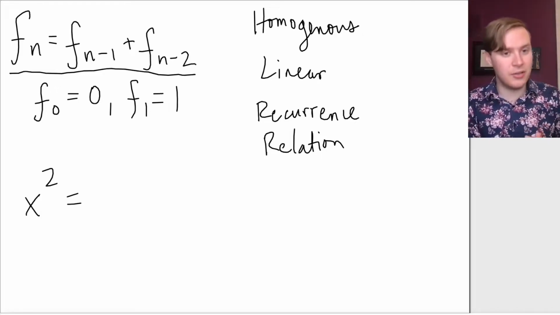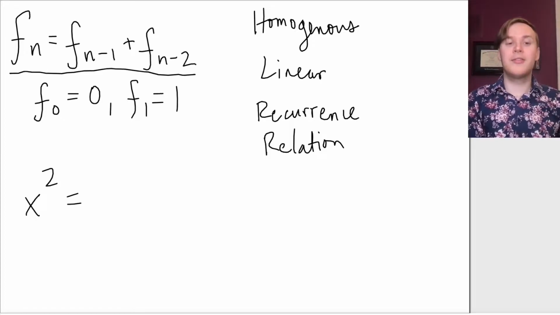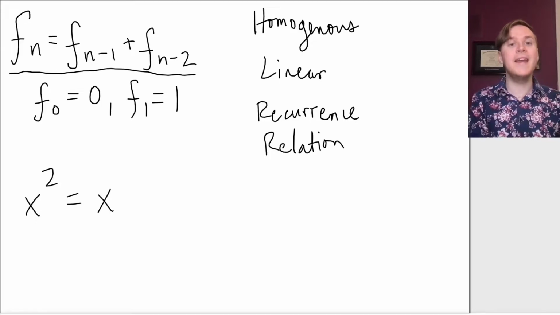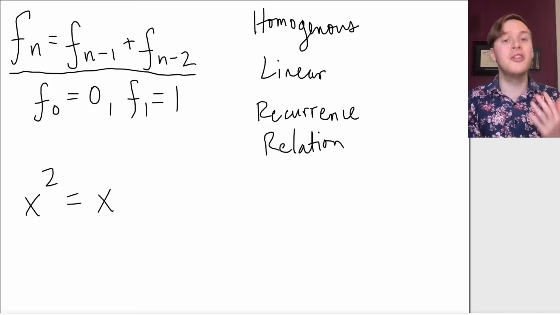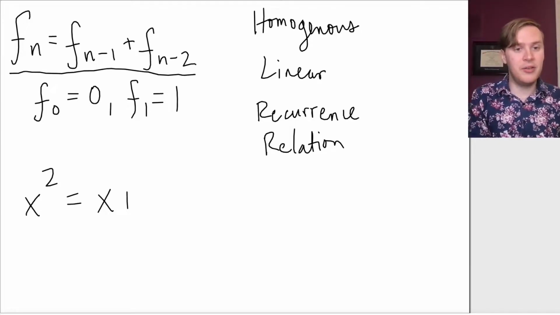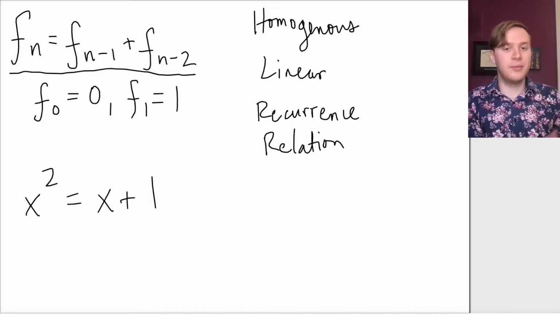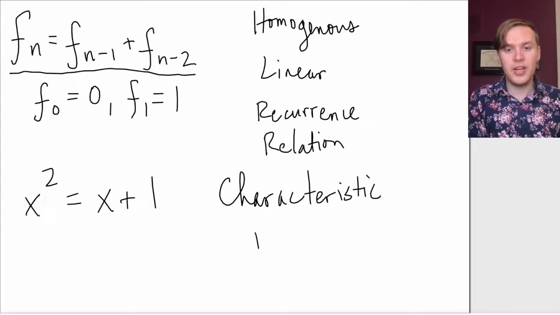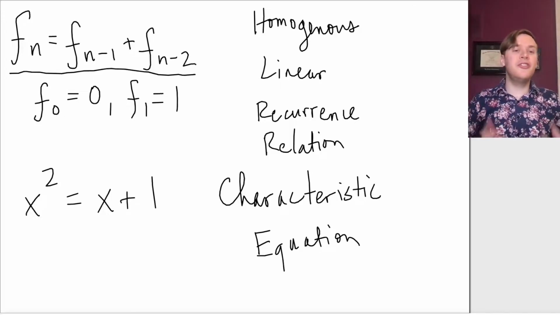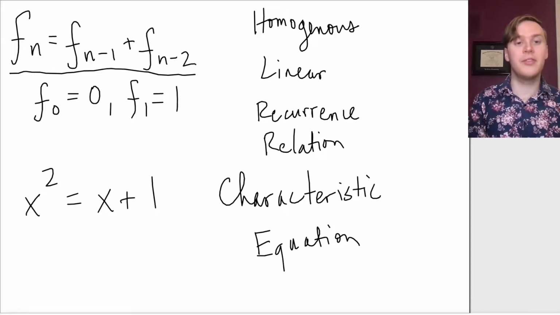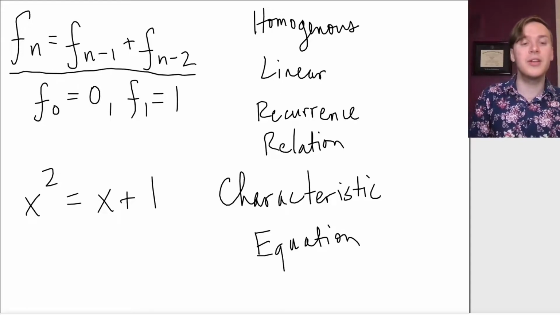X squared is a second degree term. X to the first, or just x, is a linear term or a first degree term. And then f sub n minus 2, we need to make that a 0th degree term or a constant. So we need to do x squared equals x plus 1. This is called the characteristic equation. So the next thing we need to do, now that we have this characteristic equation, is we need to solve this characteristic equation. So that's what we're going to do.